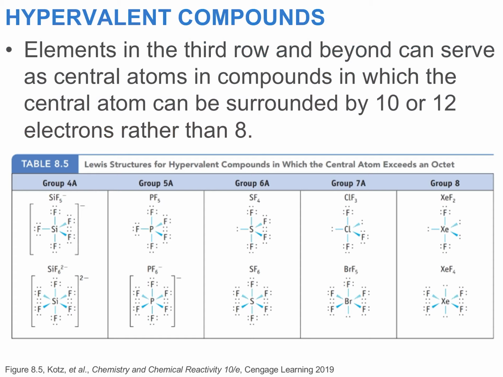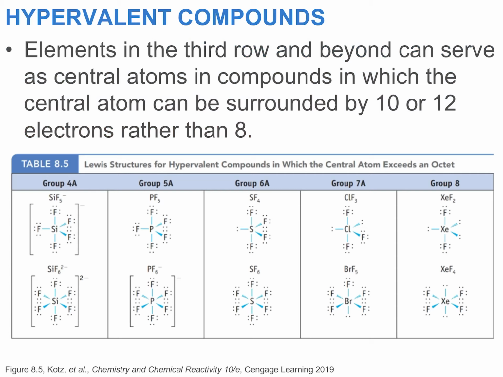So there are some examples in our book. So here is shown groups 4A, 5A, 6A, 7A, and 8, even 8, which has a noble gas. Noble gases don't typically react, but under some circumstances we can get them to react. So these compounds are shown in periods 3 and 4.